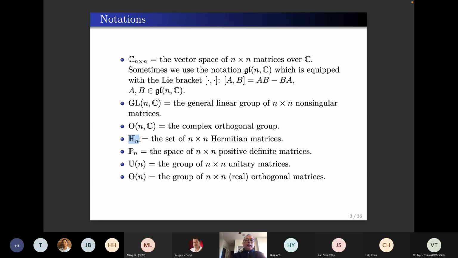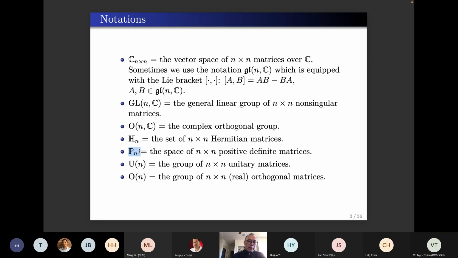H_n is the notation for the set of all n by n Hermitian matrices. Hermitian means A star is A, where star is the complex conjugate transpose. P_n is the space of all n by n positive definite matrices. A positive definite matrix could have many definitions, but one definition is it is a Hermitian matrix and all the eigenvalues are positive.